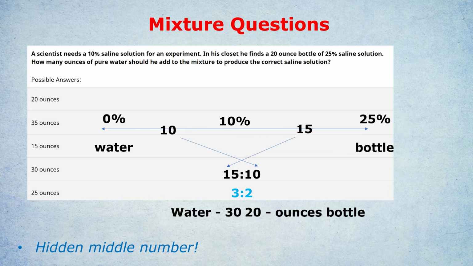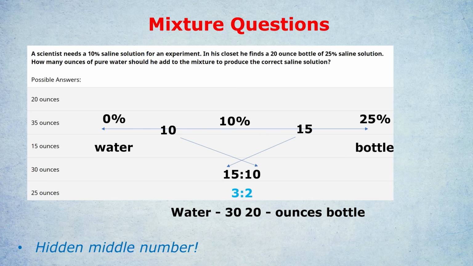Anyway, I picked this example to demonstrate 2 things. First, even when it doesn't look like we've got a middle number, sometimes the middle number is there in disguise. For example, pure water is 0% saline, so there's our middle number, 0, 10, 25. And second of all, and that's why I highlighted it in blue, my method gives you the ratio between the 2 quantities. It's up to you to then finish the question. Maybe the question will be asking you for a ratio, in which case, great, we've got the answer.